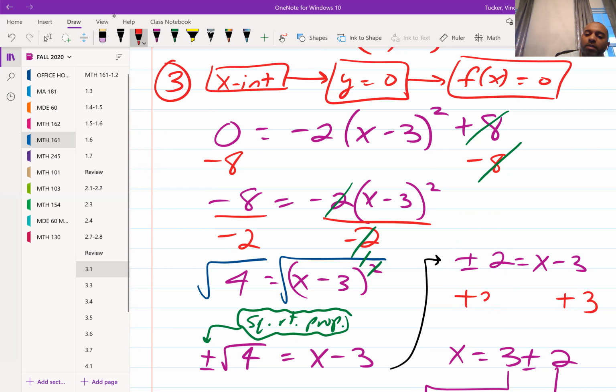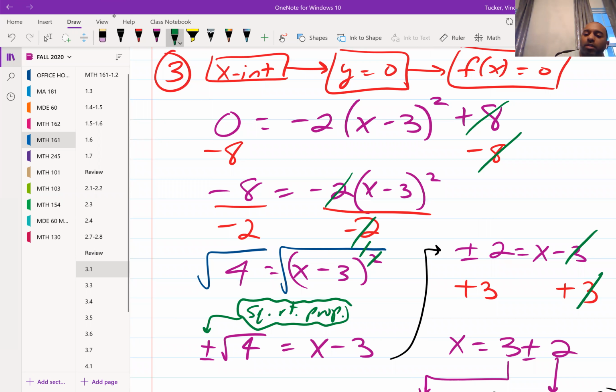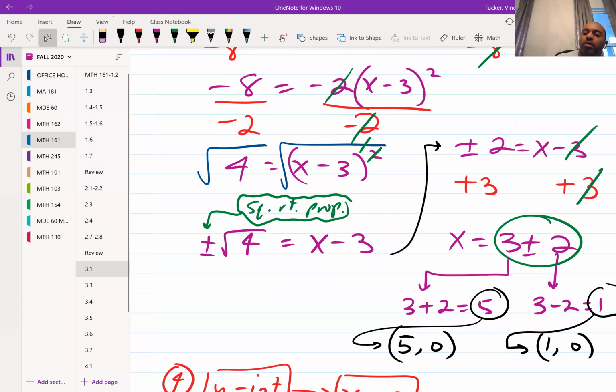Add 3 to both sides. These 3's can cancel on the right, and now I have 3 plus or minus 2. Since you can add 3 and 2 together, you do 3 plus 2 and 3 minus 2. So it'll be 5 and 1 as our 2 x-intercepts. And don't forget, when we first defined these x-intercepts, we let y be equal to 0. So that's why we have these coordinates of 5, 0 and 1, 0.